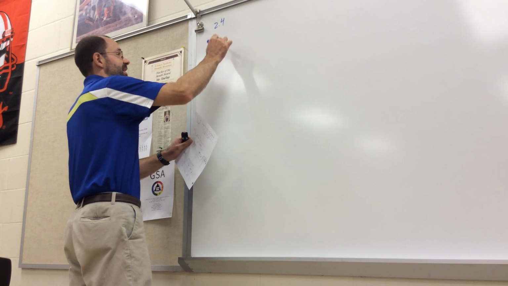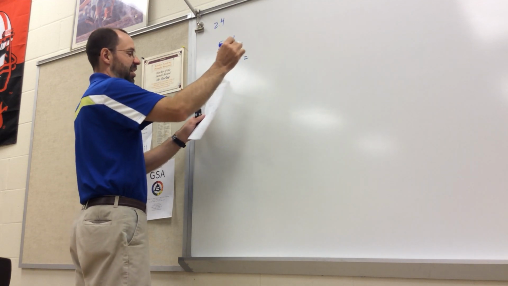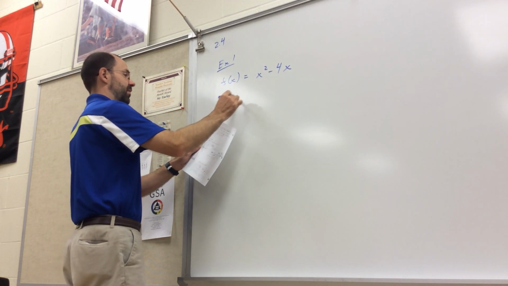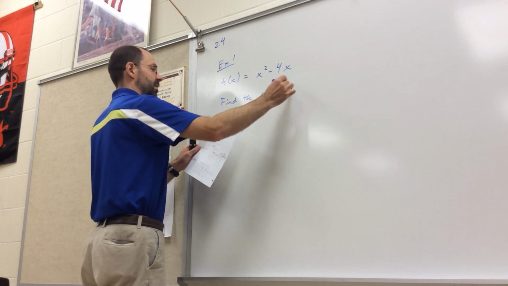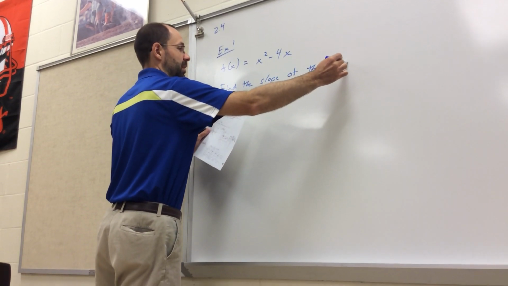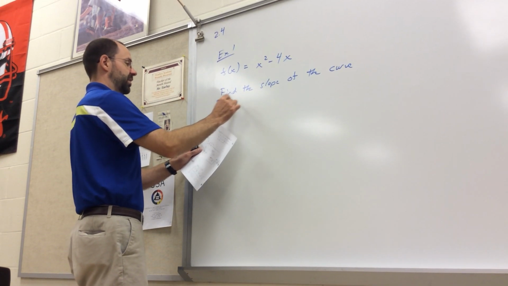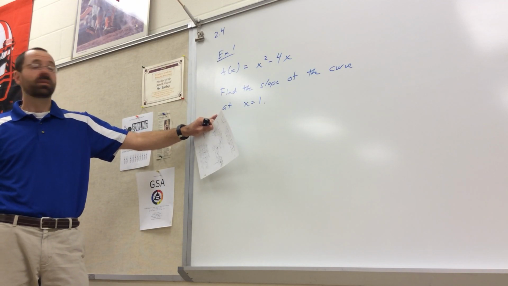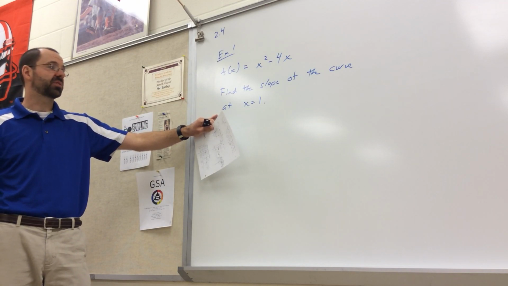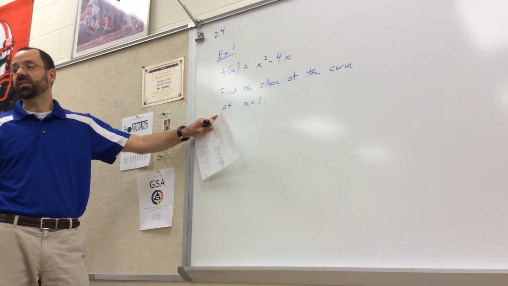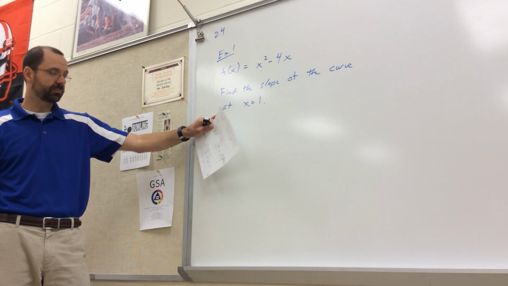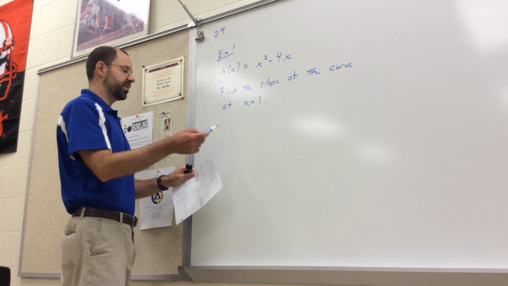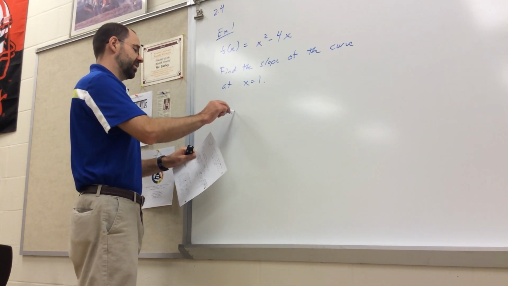So let's say we have an f of x equals x squared minus 4x, and we're going to find the slope of the curve at x equals 1. f of x equals x squared minus 4x, and we're going to find the slope of the curve at x equals 1. And we're going to do this a couple of different ways. So this is method 1.